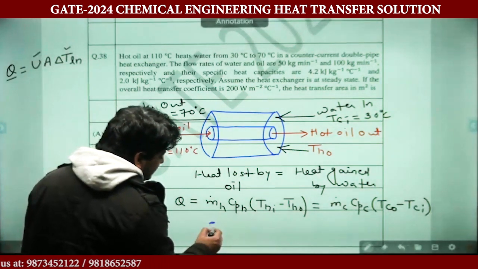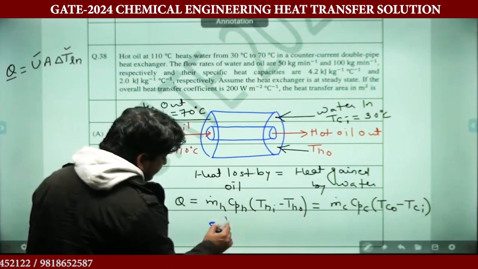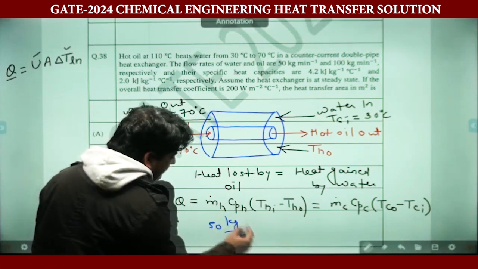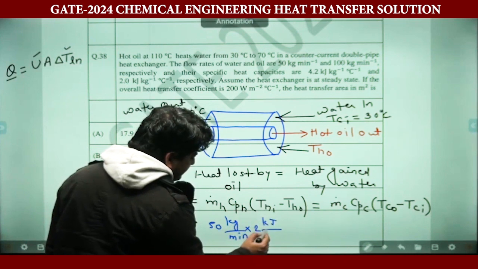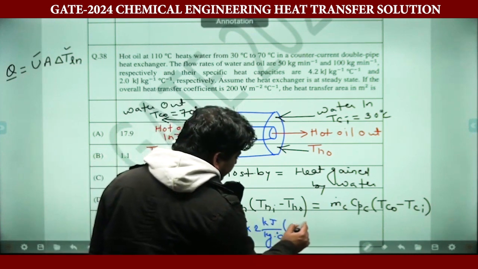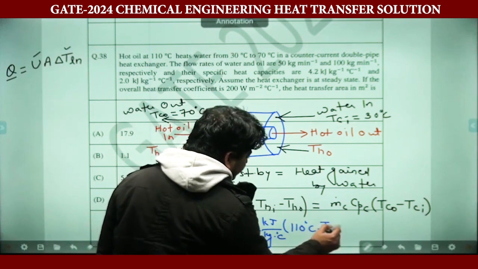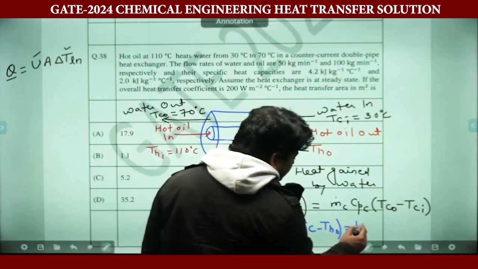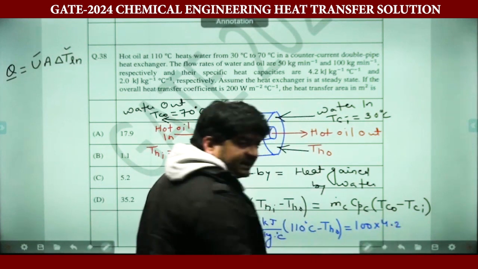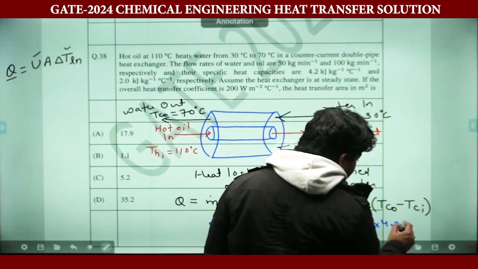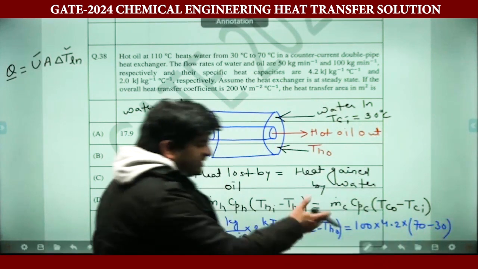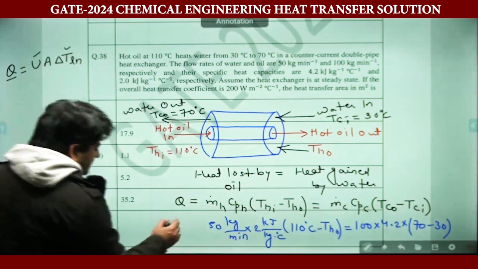Mass flow rate of hot fluid is given as 50 kg per minute. Cp of hot fluid is given as 2 kilojoule per kg per degree Celsius. Thi is 110 degrees Celsius, Th naught is unknown. For cold fluid it is 100 kg per minute. Cp is 4.2 kilojoule per kg per degree Celsius, and temperature difference is 70 minus 30 degrees Celsius. The units are consistent on both sides.